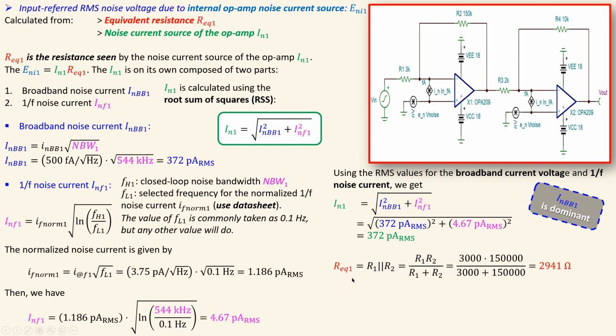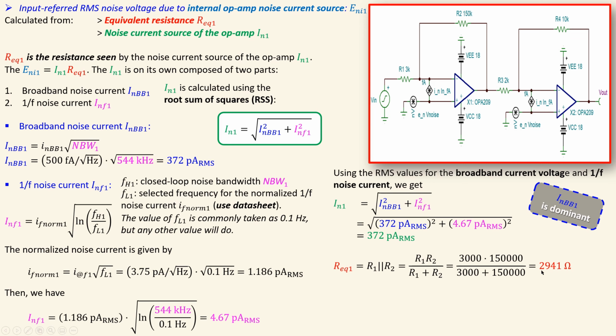Now the equivalent resistance, of course, for the first stage, looking from this source, is just R1 and R2 in parallel, because this will be disabled. This is also disabled, so it goes to ground. So for the non-inverting input, you don't have any resistance. For the inverting input, you will have R1 in parallel with R2.